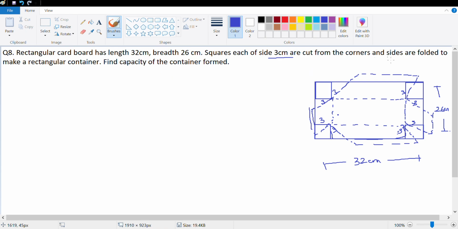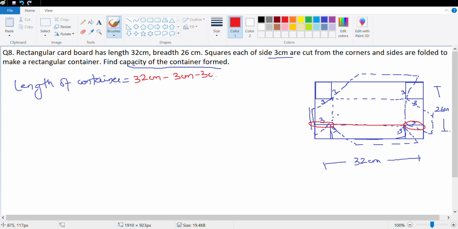So now these are folded and they make a rectangular container. Perfect. What we need to find is the capacity of the container formed. So we need to figure out the length of this container, the breadth of the container, and the height. So the length of the container, what I'm marking in red, is from 32, I have removed 3 here and 3 here. So it is equal to 32 centimeter minus 3 centimeter minus 3 centimeter, which is 32 minus 6, that's 26 centimeter.